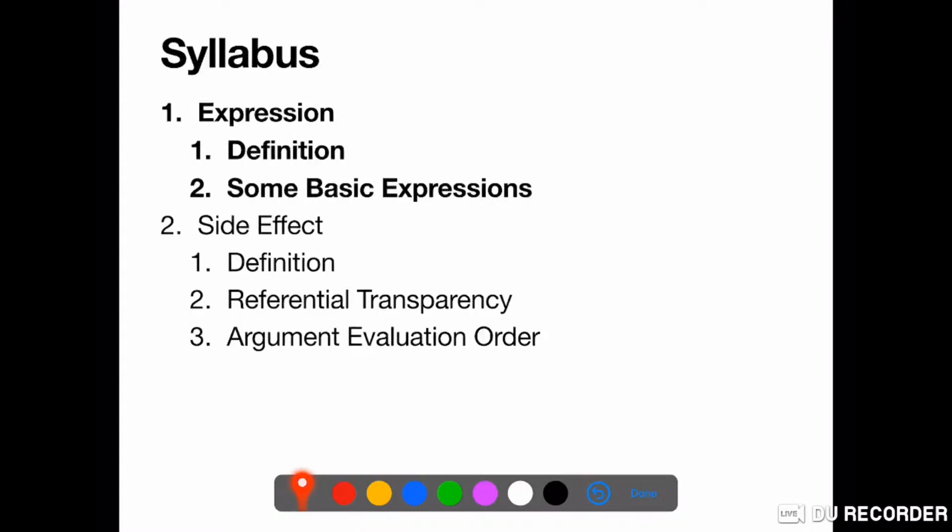Okay. So today we only have 2 simple topics. One is expression, another is, I mistyped it, another is statement, not side effect. So we talk about expression and side effect only.